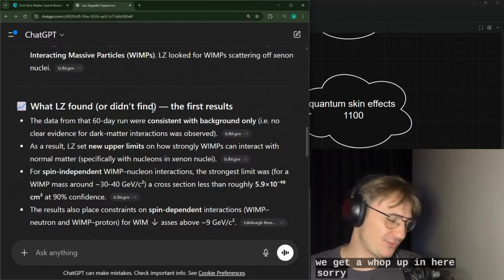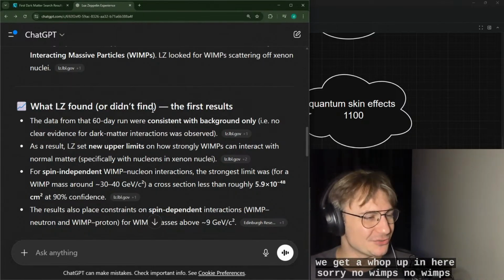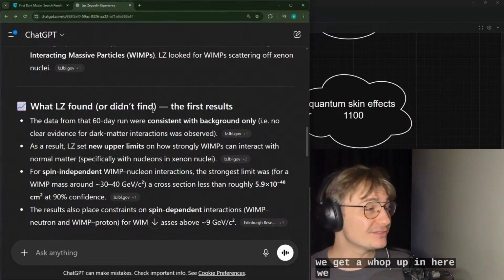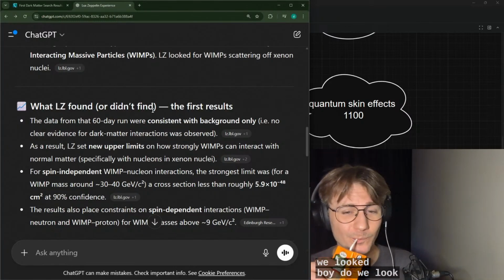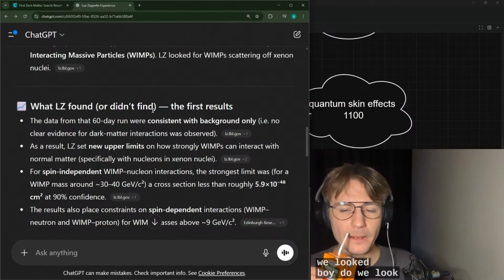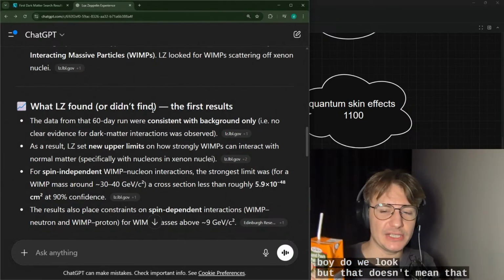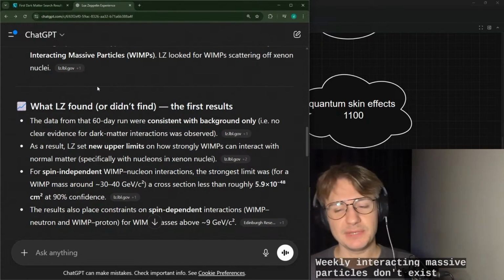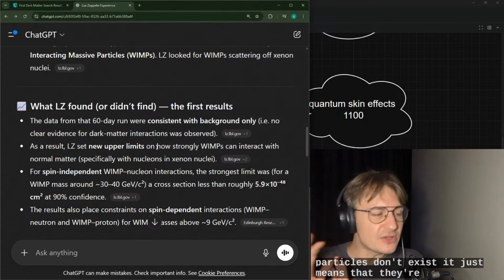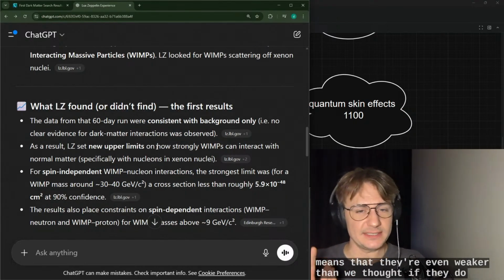Sorry, no WIMPs. No WIMPs in the detector, everybody. We looked. Boy, did we look. But that doesn't mean that weakly interacting massive particles don't exist. It just means that they're even weaker than we thought if they do exist.